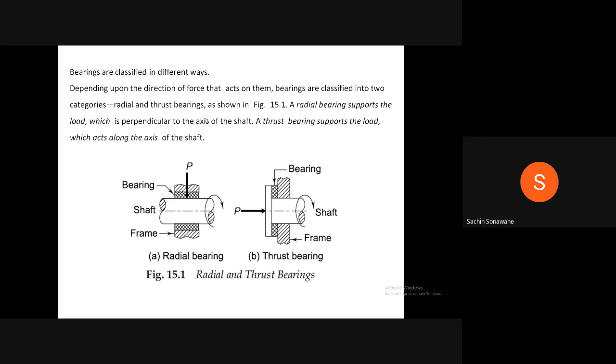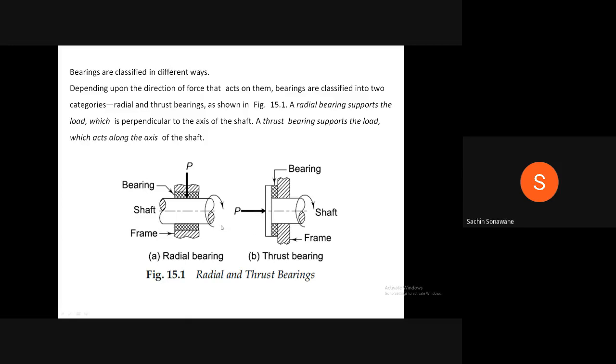In the diagram itself, it is shown here. Axis of shaft is horizontal while a vertical force P is acting. Therefore, vertical force P is perpendicular to the axis of the shaft. Now, in case of thrust bearing, this horizontal force P is acting along the axis of the shaft. Axis of the shaft is horizontal while the force P is also horizontal. Therefore, this is radial bearing and thrust bearing.